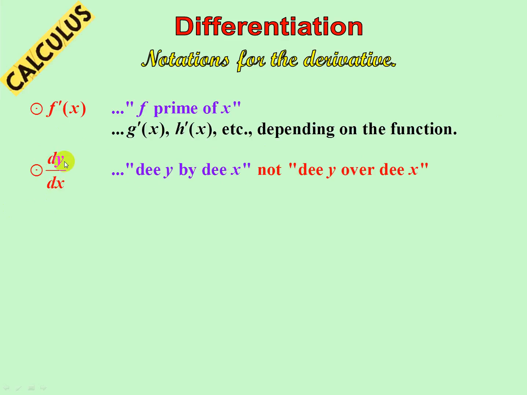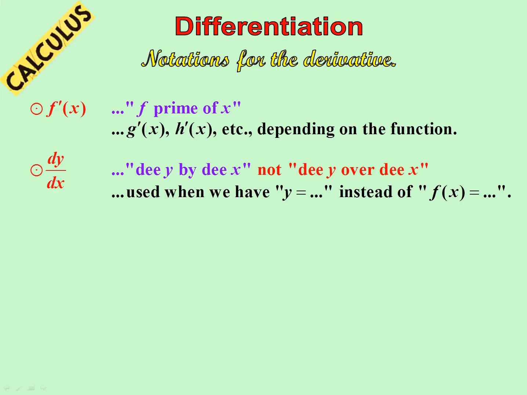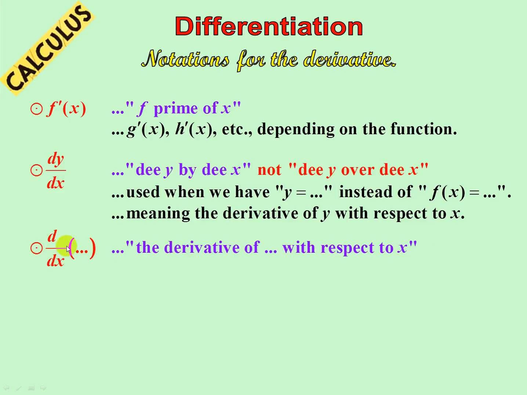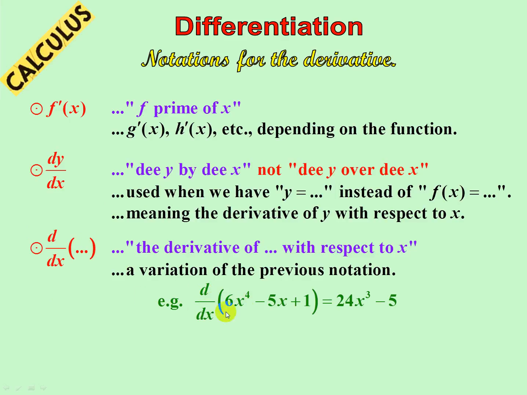dy by dx. So y equals originally, and with this got x's in it, we differentiate the x's. Derivative of y with respect to x. So if y equals that, then dy by dx is the derivative of that. We can write it this way. Instead of saying dy by dx where y equals, we can say d by dx of that. Derivative of that with respect to x. So, that just saves us writing y equals, now find dy by dx. It's just d of that by dx. There we are. And we differentiate it.